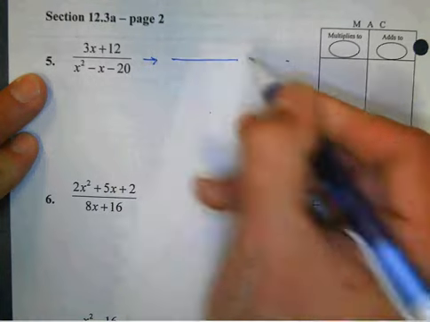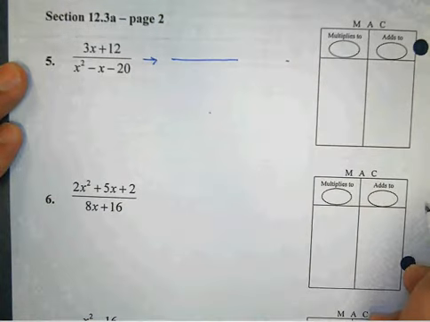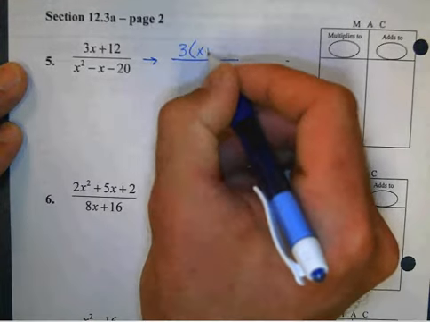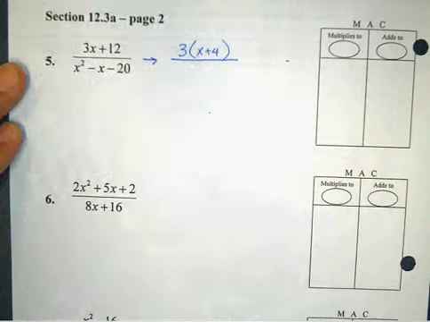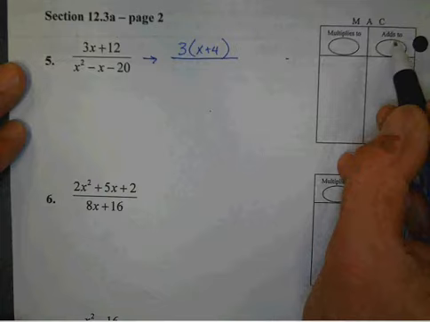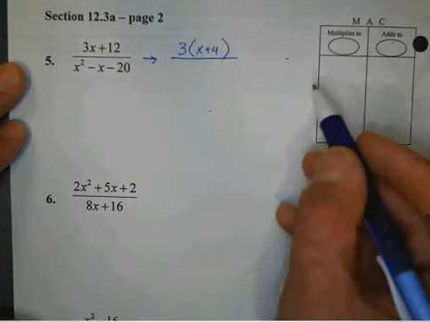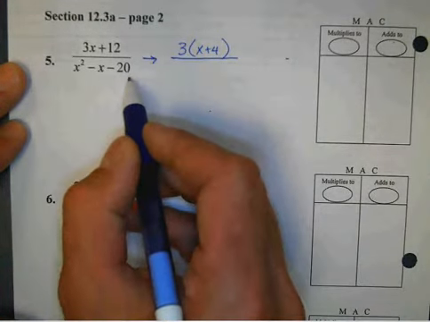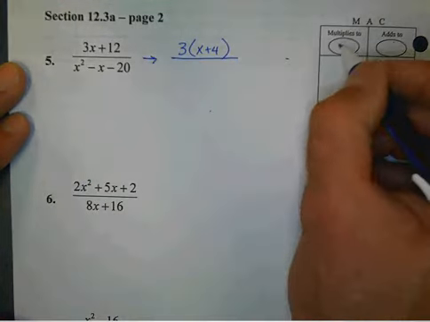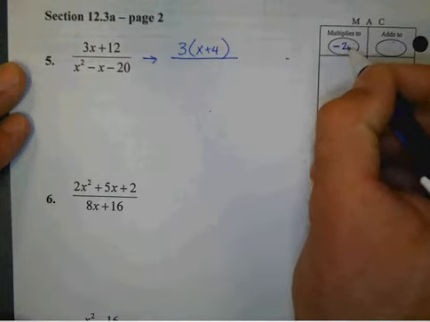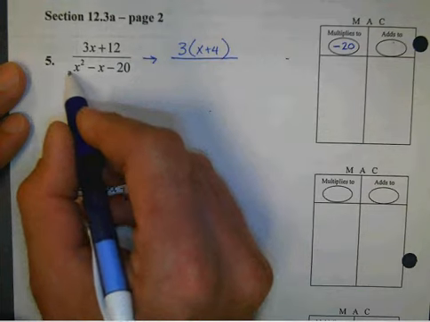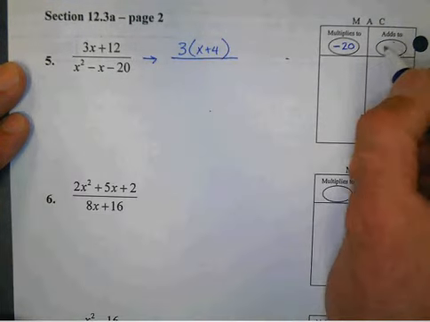How does the top factor? 3. Okay, take out a 3. What's left, Drew? X plus 4. All right, so we got the top factored. Now, the MAC method, reminder: it multiplies, then we add to the middle, and then we choose the factors. So, look at the bottom. What goes in the first circle multiplies to what number? Negative 20. Remember, MAC stands for multiply A times C, and it adds to negative 1.